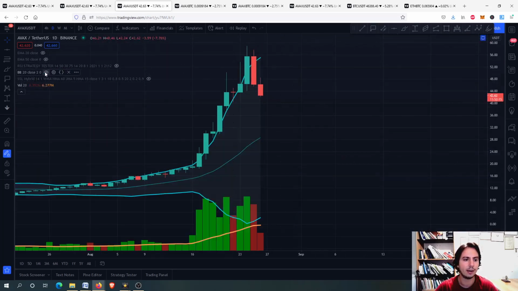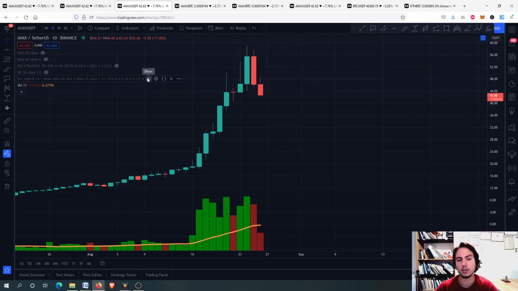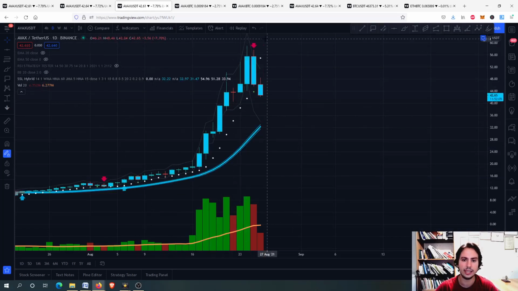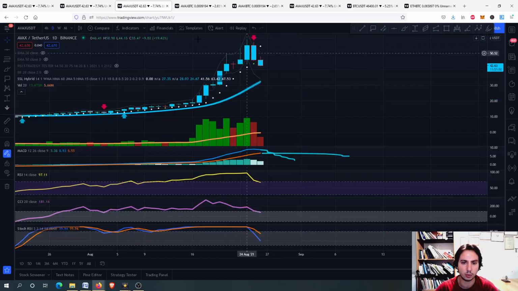You can see I will close them up because we do not need them right now, and I will open the SSL HYBRID. We had a selling opportunity right here. We shorted our position right there, then a buying opportunity, and eventually we get a red arrow right here for the SSL HYBRID on the daily frame. That means we should be closing our position till now, and that means we have a selling opportunity right there and we do not know where we are going.